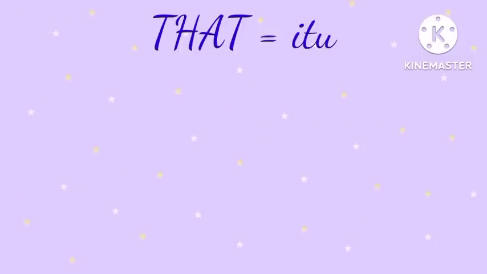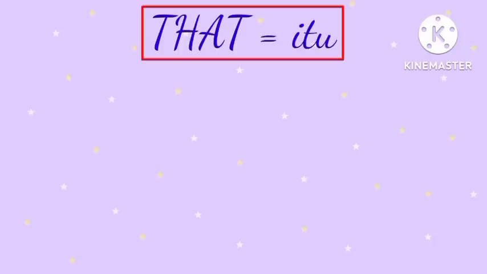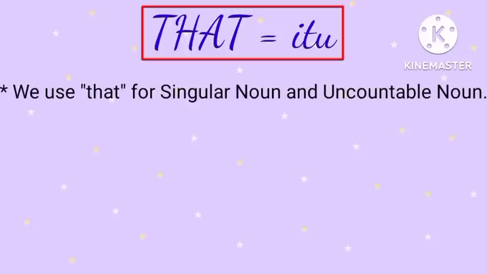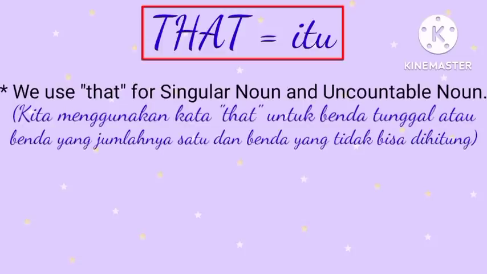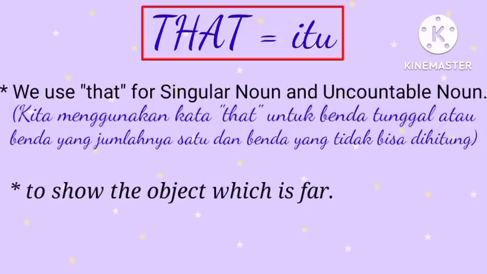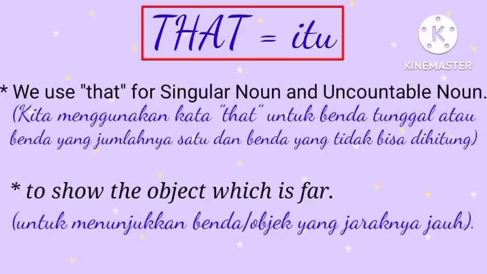Okay, now next. That. That artinya itu. And then we use that for singular noun and uncountable noun too. Kita juga memakai kata that untuk benda atau objek yang jumlahnya satu atau tunggal. Dan benda yang tidak bisa dihitung. Okay, we use that. And then, to show the object which is far, we use that. Untuk menunjukkan benda atau objek yang jaraknya jauh, kita memakai kata that. Okay?